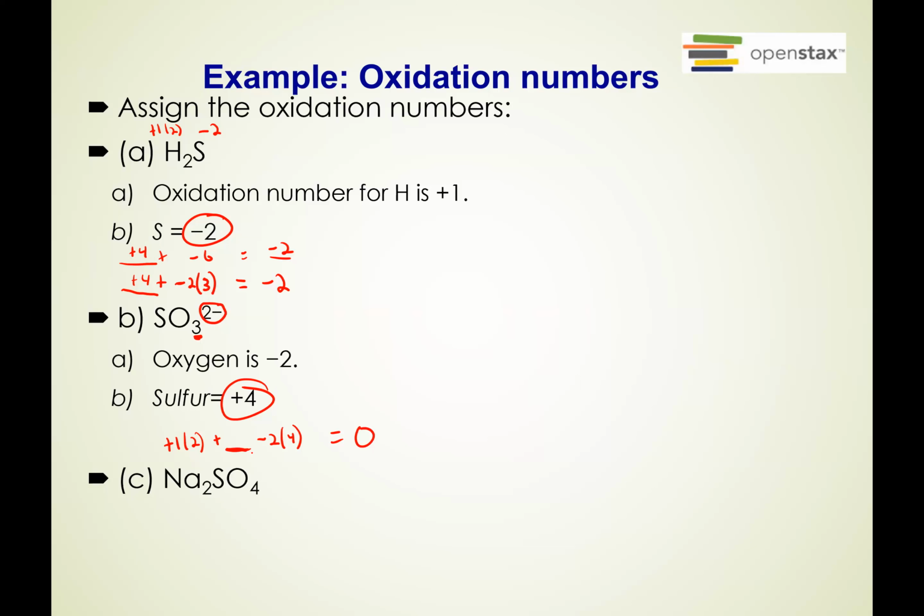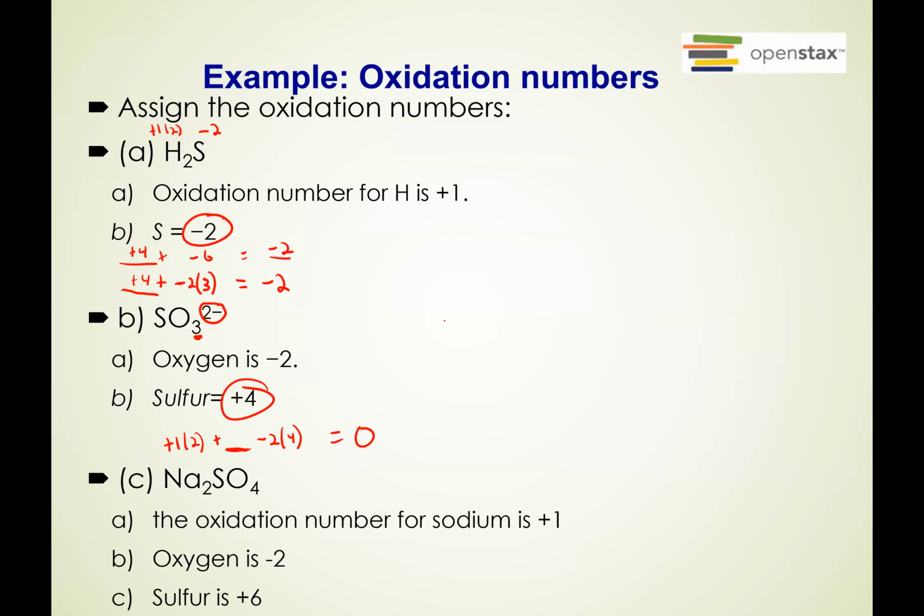So what is sulfur's charge this time? So we have +2 and -8, and the whole thing has to equal 0. So sulfur in this case, sorry, not sodium, sulfur. Sodium is +2. Oxygen will be -8, not 6, -8. And so sulfur's charge is going to be plus what? 6.